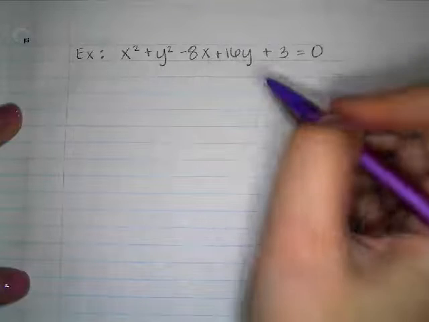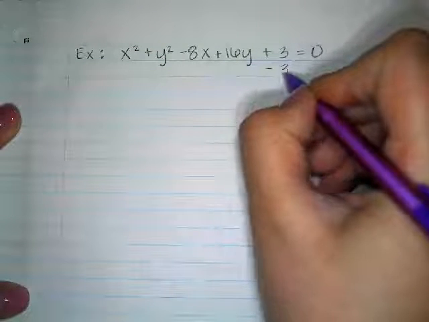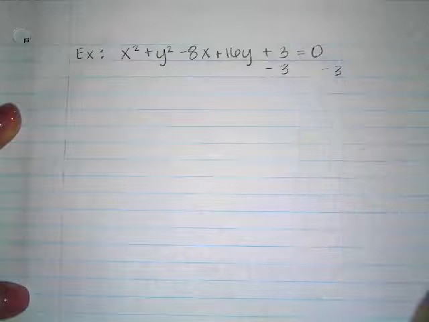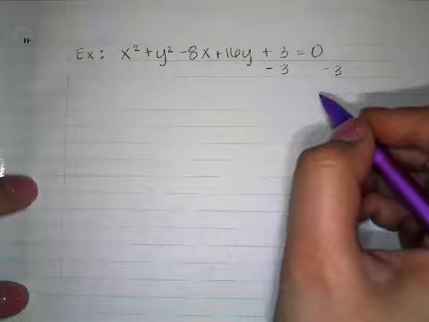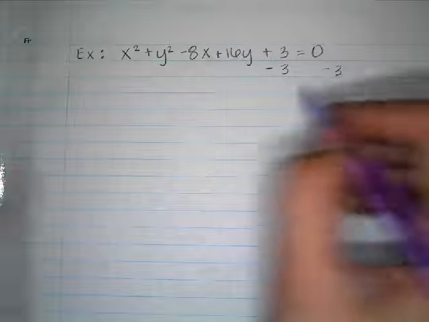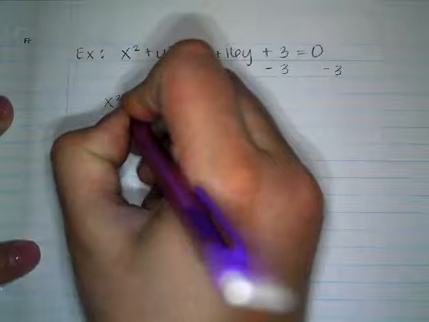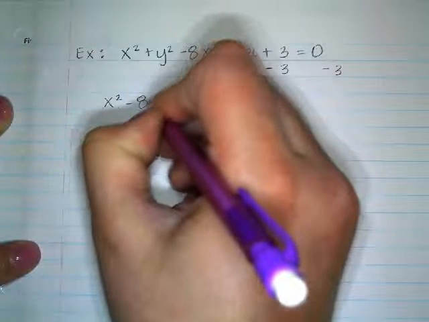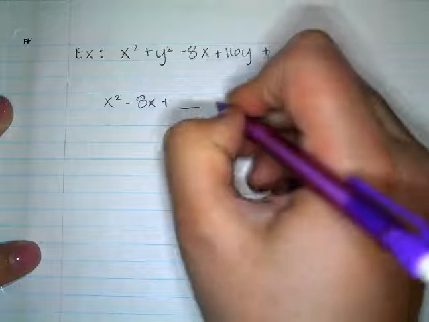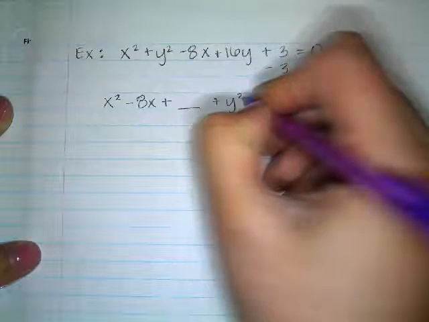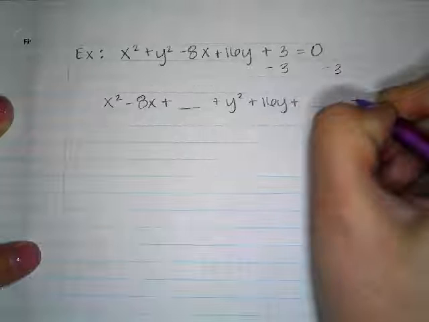All right. So first thing we're going to do is take the number on the end and move it over here because we don't need it. And then we're going to put our x's and our y's separated. We're going to put the x's together, put the y's together. So we've got x squared. It's completing the square. Yeah. So there's our x's together. Here is our y's together.